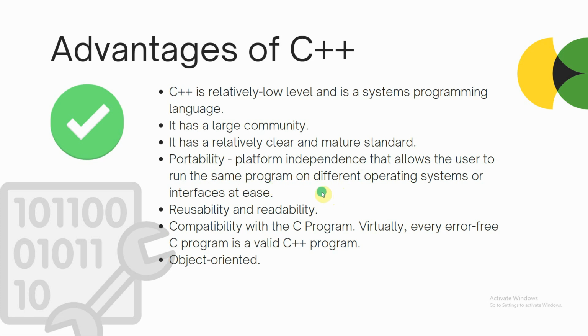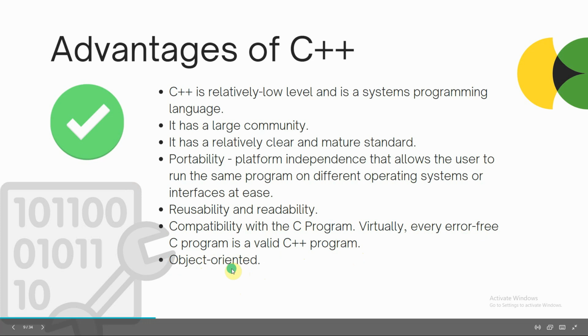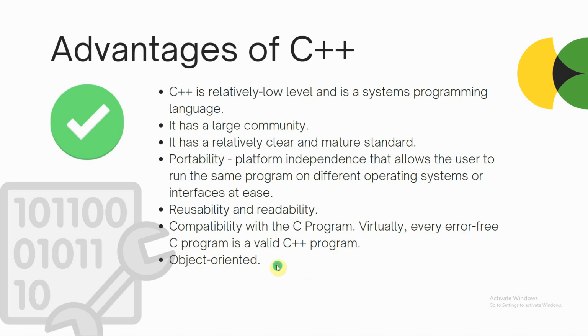It's platform independent, which allows the user to run the same program on different operating systems and interfaces at ease. It has also become reusable and readable, so these two terms were also added as advantages, reusability and readability. Given that it's compatible with C, its previous core programming language, every error-free C program can be considered a valid C++ program. And it has also become object-oriented, as mentioned in the introduction of this computer language.